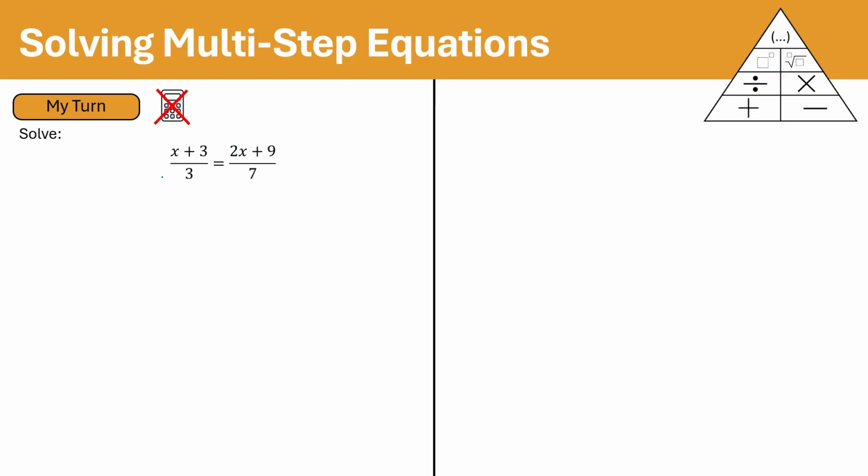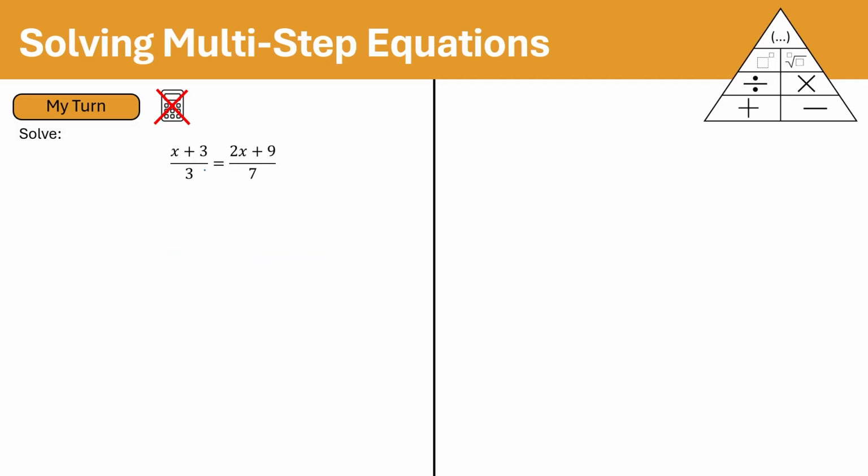Now the way I could start this is I could try and undo this division by 3 on the left-hand side by multiplying both sides by 3. On the left-hand side, that would leave me with x add 3. And on the right-hand side, it would leave me with 3 lots of 2x add 9 all over 7. I could then undo my division by 7 on the right by multiplying both sides by 7. That would leave me with 7 lots of x add 3 on the left-hand side, and 3 lots of 2x add 9 on the right-hand side.